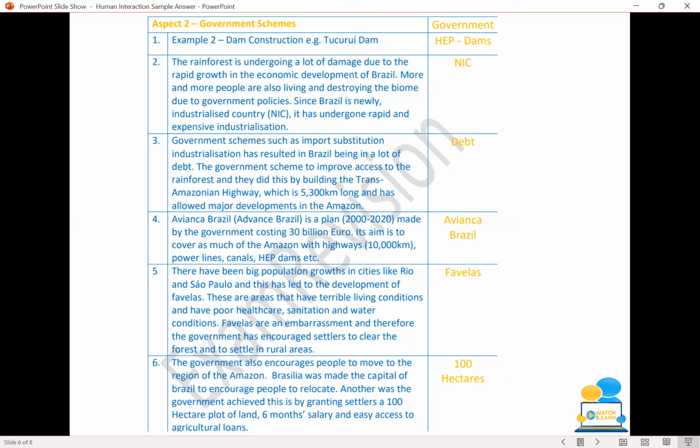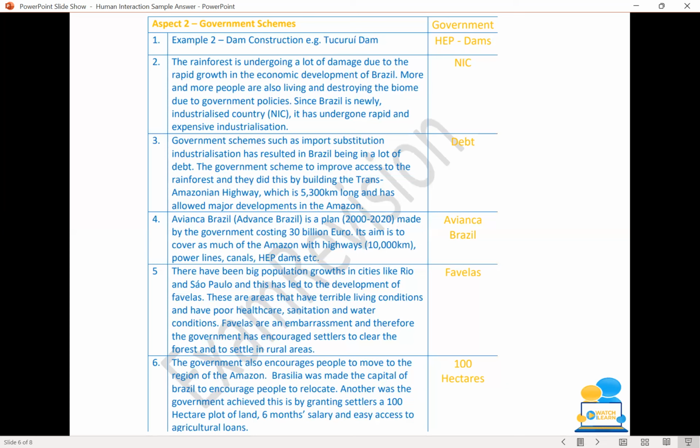And then the government also encourages people to move to the region of the Amazon. Brasilia was made the capital of Brazil to encourage people to relocate. And Brasilia was only built in the 70s and 80s as a way of doing this and a way of moving people more to central Brazil towards the Amazon.